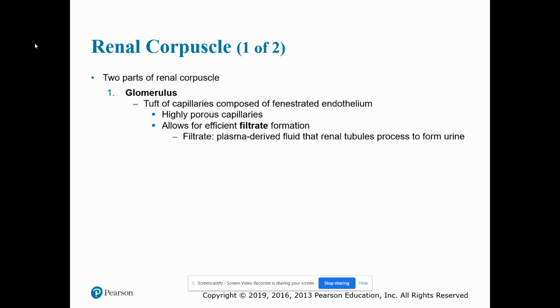There's the glomerulus, which is just a tuft of capillaries composed of fenestrated endothelium, highly porous capillaries, and what they're going to do is allow for efficient filtrate formation. So we actually want these capillaries to be porous because we want stuff to leave the capillaries to form this filtrate. And the filtrate is a plasma-derived fluid that the renal tubules will then process in order to form urine.